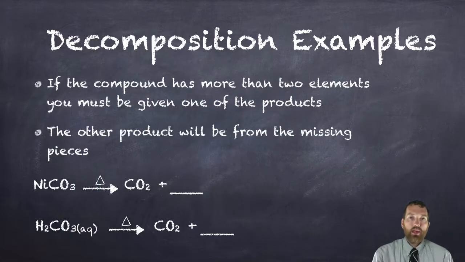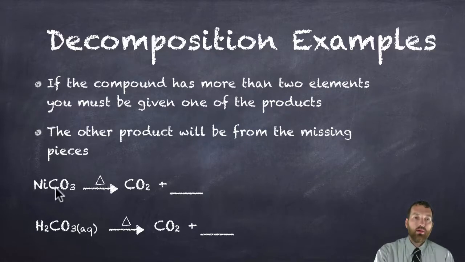If the compound has more than 2 elements, you must be given one of the products, or else you'd have no way of knowing what it breaks down into. The other product will be from the missing pieces. Like I said, it's kind of like subtraction. So why don't you give these ones a try here.